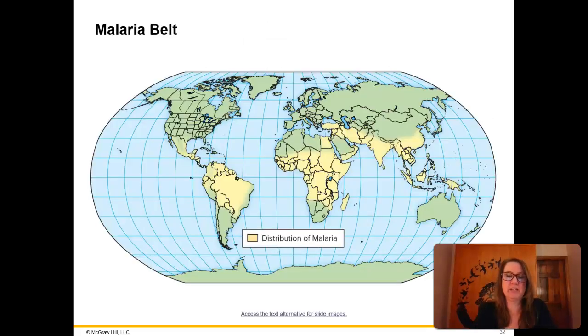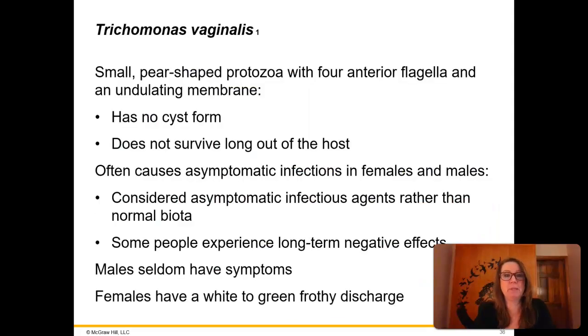So here's the malaria belt. You're usually thinking tropical environments, warm, not really distinct cold seasons like we have here, and of course puddles of water. Mosquitoes can lay their eggs and reproduce rapidly.